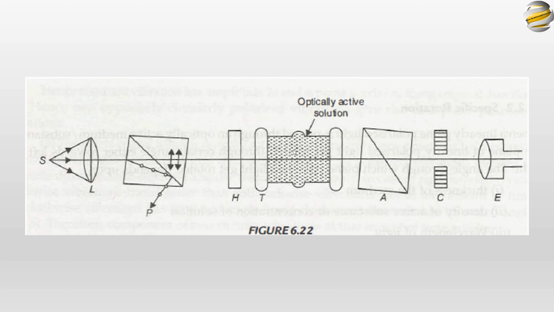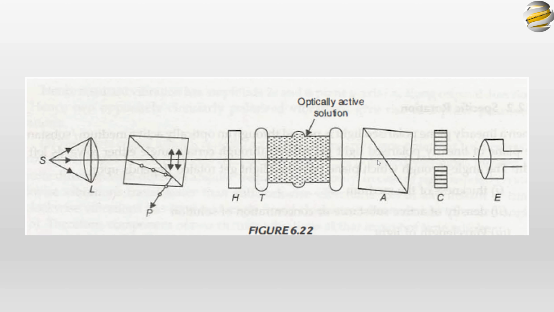The optically active solution rotates the plane of polarization of the light emerging out of the polarizer P by some angle. So the light is transmitted by the analyzer A and the field of view of the telescope becomes bright again. Now the analyzer is rotated by a finite angle so that the field of view of the telescope again becomes dark.